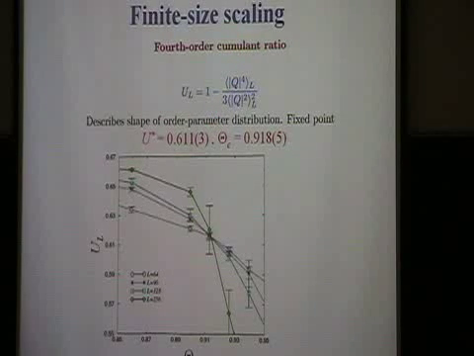If the order parameter is essentially Gaussian around 0, this will give you 0. And then at the critical point, you will have a crossing for different size systems. This has relatively small finite size corrections, so it's a good way to find the critical point. And here you see I have a crossing at about 0.91 or something like that.